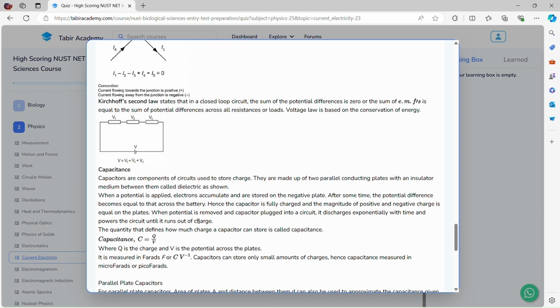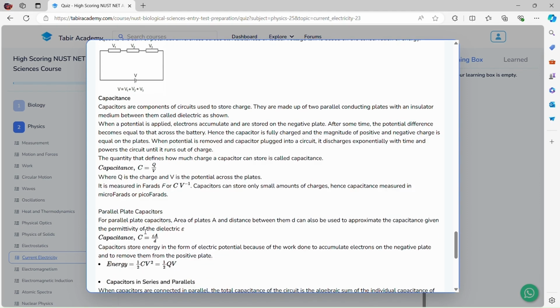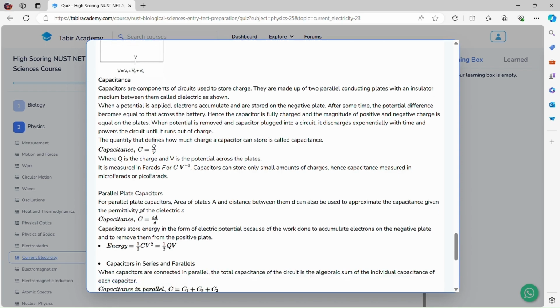The quantity that defines how much charge a capacitor can store is called capacitance. C equals Q over V, where Q is the charge and V is the potential across the plates. It's measured in farads or coulombs per volt. Capacitors can store only small amounts of charge. Hence, capacitance is measured in microfarads or picofarads.